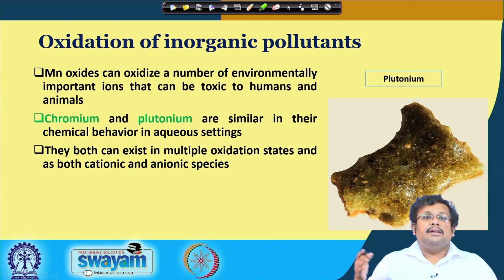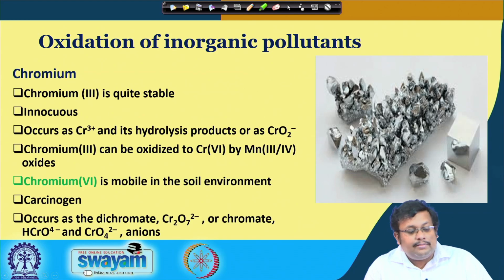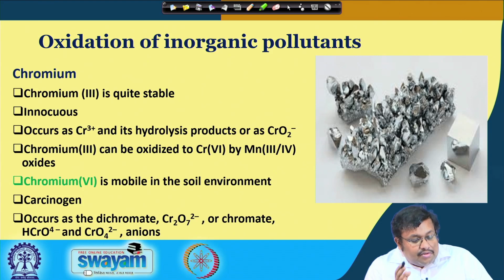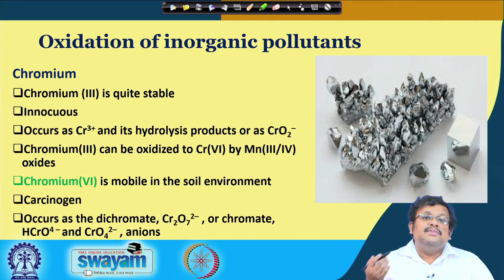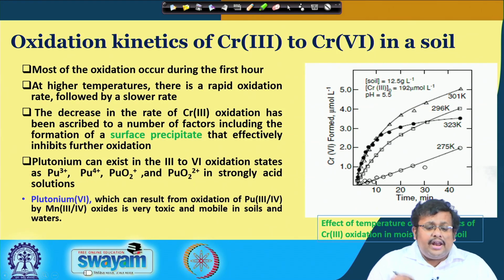Oxidation of inorganic pollutants: manganese oxide can oxidize a number of environmentally important ions like chromium and plutonium. You can see here this plutonium, and also chromium. Chromium 3 is quite stable, and it gets oxidized to chromium 6, which is very toxic and very carcinogenic. This oxidation is mediated through manganese, and you can also see the conversion of chromium 3 to chromium 6.